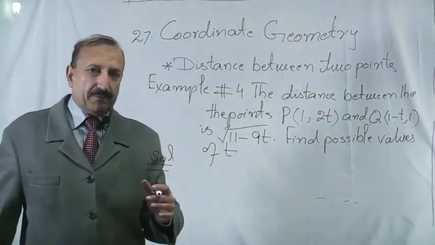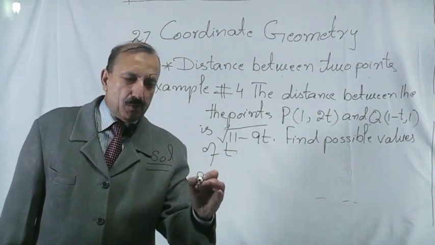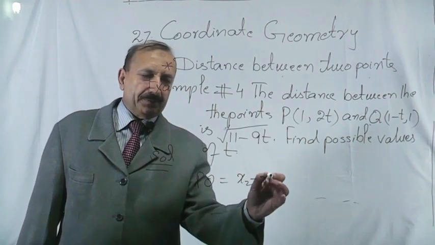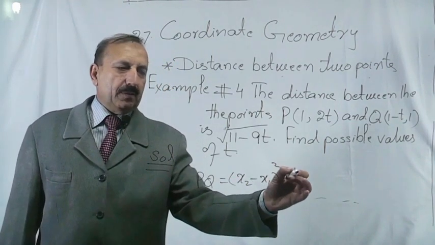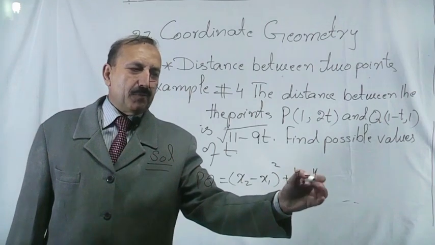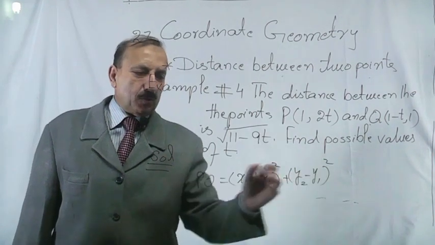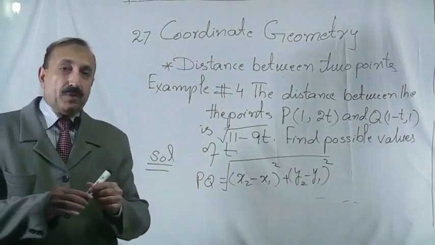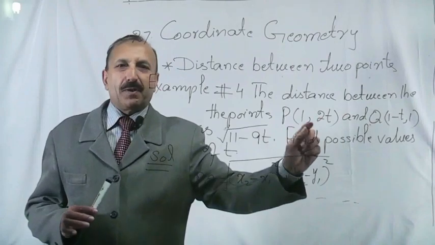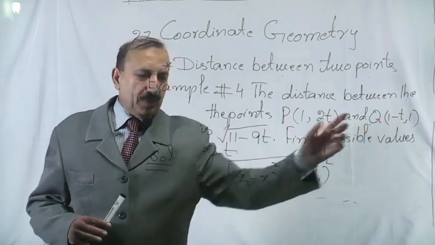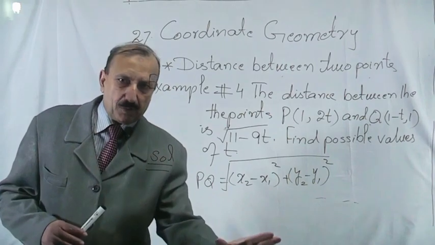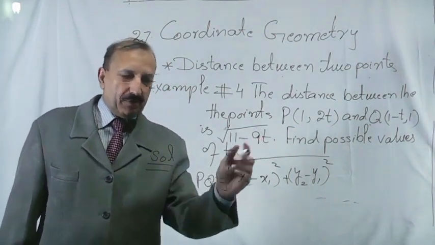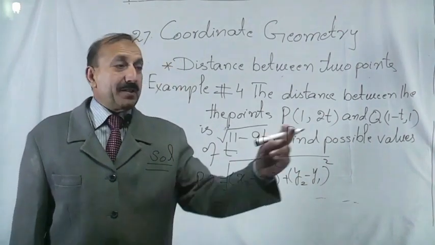Let's use the same formula. This is PQ, and this is the square root of (x2 minus x1) whole square plus (y2 minus y1) whole square. We will plug in these values. This is x1, y1, this is x2, y2 in this formula, and we will carry on the procedure of simplification. In place of PQ, we will write this value which is given. So first of all, let's plug in these values.